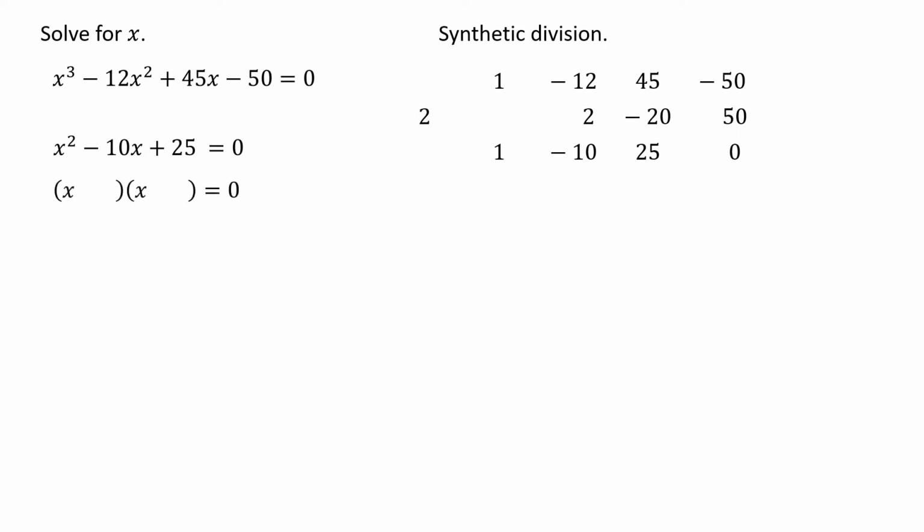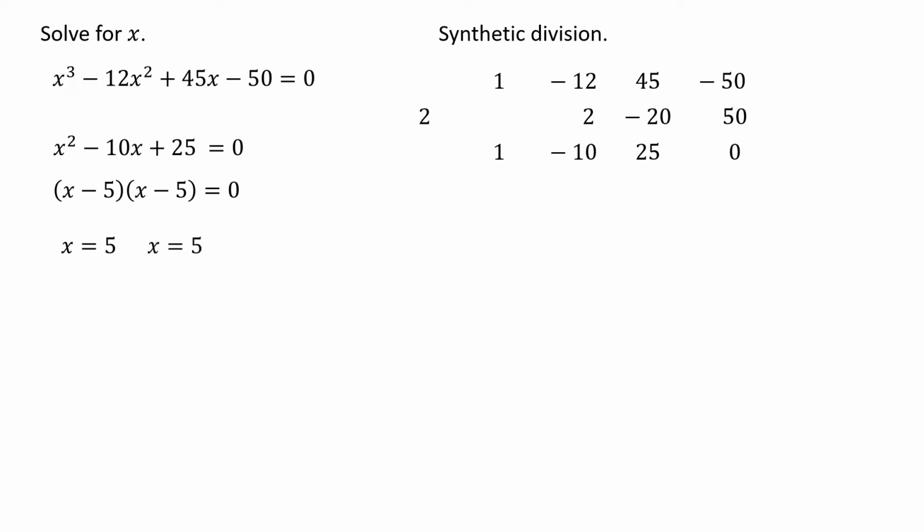Two sets of parentheses. Positive on a 25 says the signs match. The negative on a 10 says they better both be negative. 5 times 5 is 25, or more specifically, -5 times -5 is positive 25. And of course, -5 plus -5 adds up to -10. And so our second and third solutions are identical.